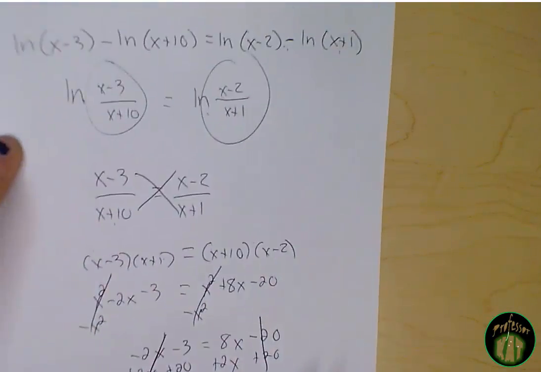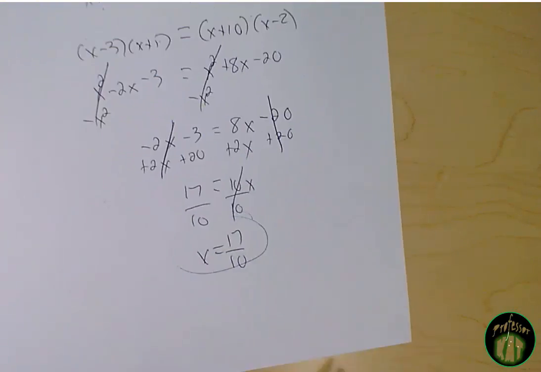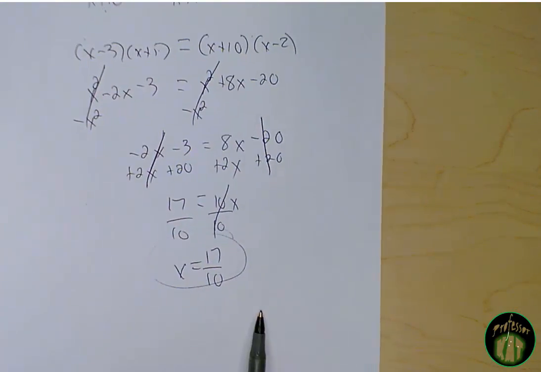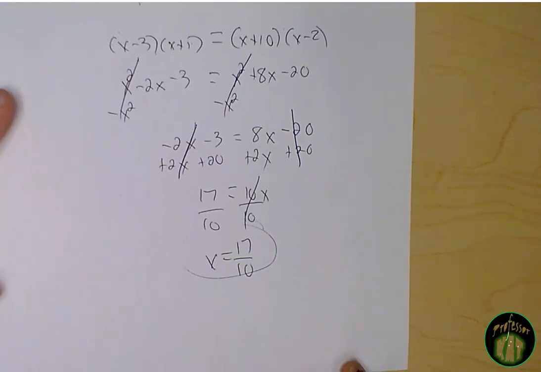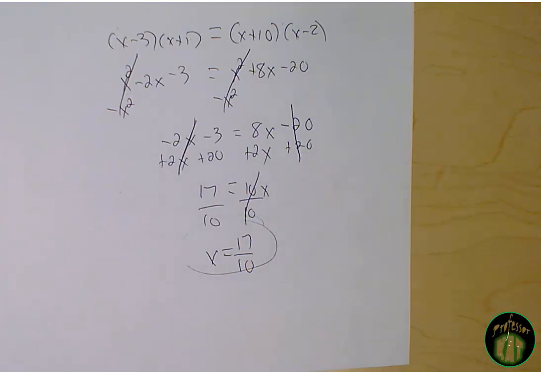17/10. A couple things when solving logarithmic equations here. You do want to make sure that your solutions are positive. You do not want negative solutions. Otherwise, our solution is 17/10.